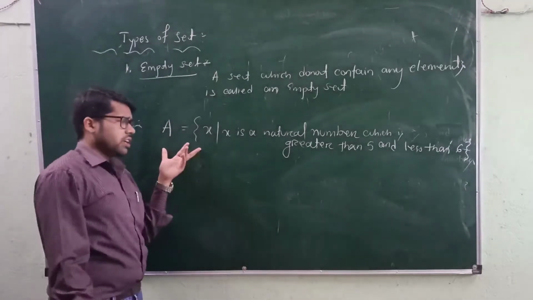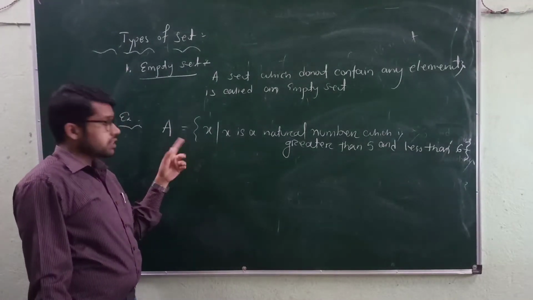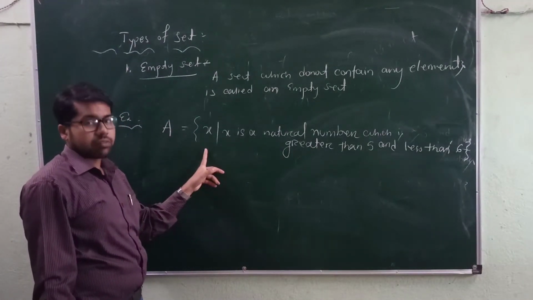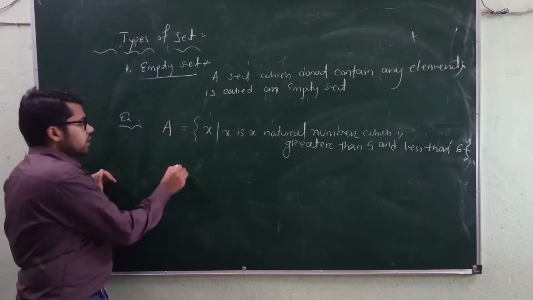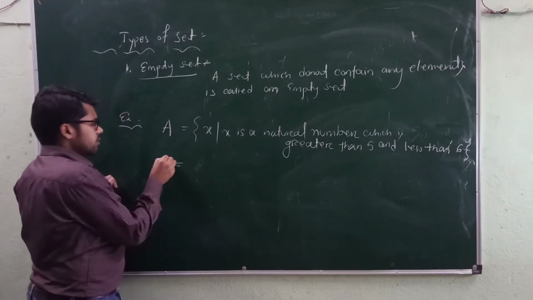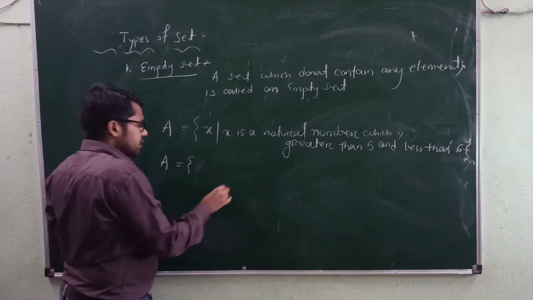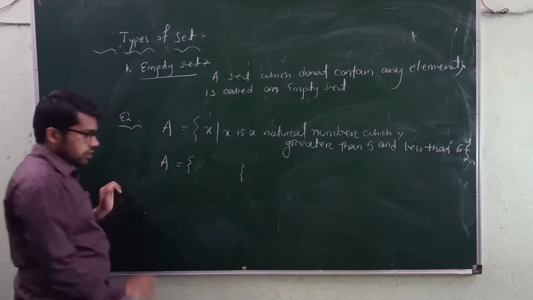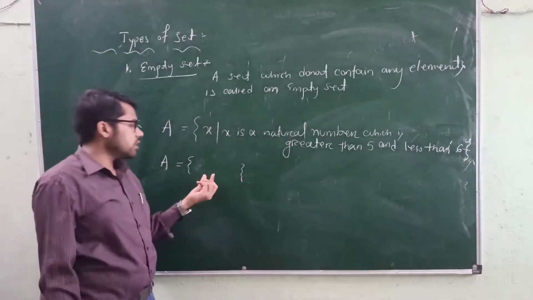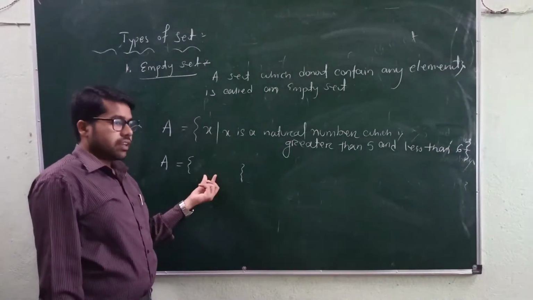So recognize in which format I am writing the set. This set is in which format? Set builder format, right? So first try to write the set in listing method. Can you write the set in listing method? Or if you can write, then what elements do we get in this set?